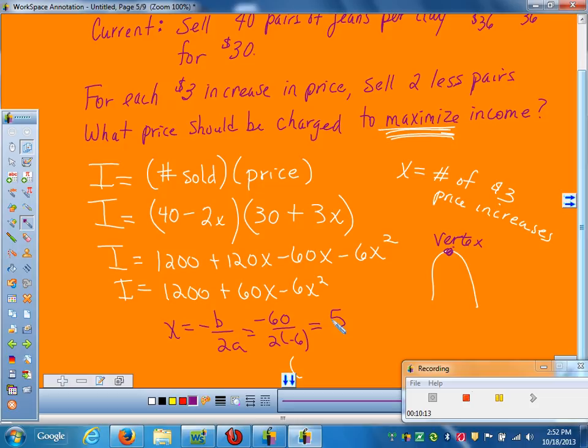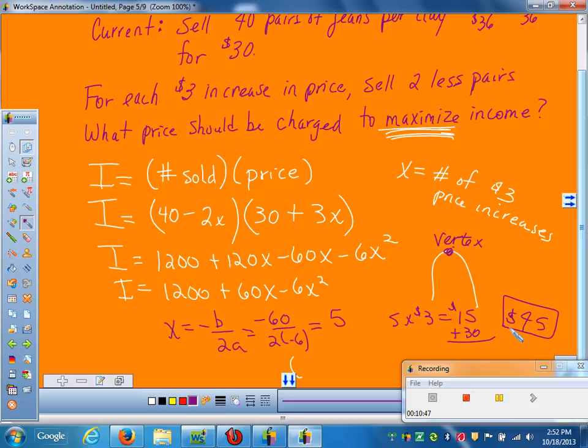Okay, now, is this saying raise the price $5? It's saying raise it 5 times. So, how many times? Yeah, that would be $15. So this is saying 5 times $3, you're raising it $15, added on to the $30. So in the end, the answer to the question is, I should charge $45 for my jeans, and I will make the most money possible.